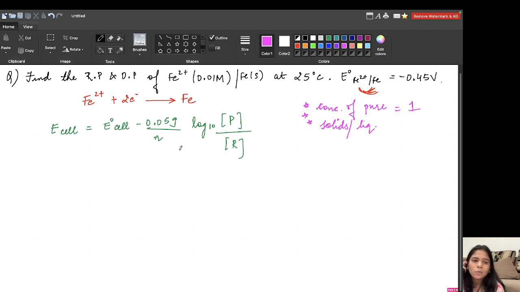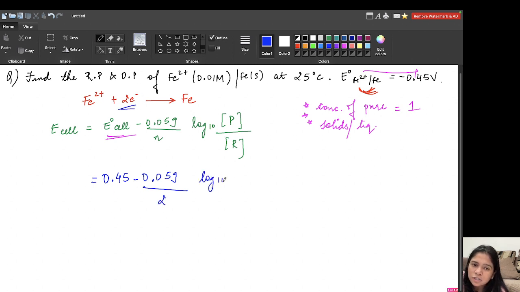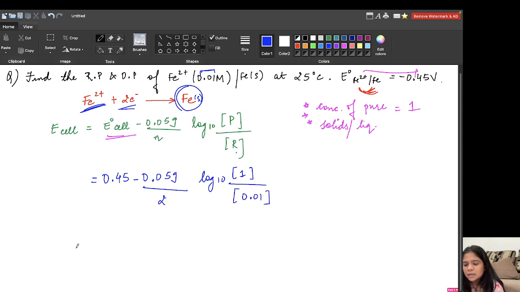So now just substitute the values. E naught of cell is already given to us, the reduction potential, 0.45. So just substitute the values: 0.45 minus 0.059 by 2 electrons, 2 log base 10. What is the product here? Fe. Fe is a pure solid, so it will be 1 divided by the concentration of reactant, Fe2+, which is 0.01 M. Can I write 0.01 as 10 to the power minus 2?